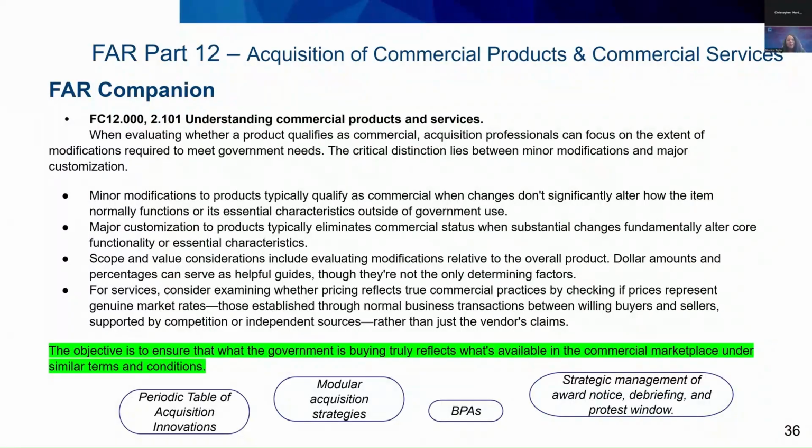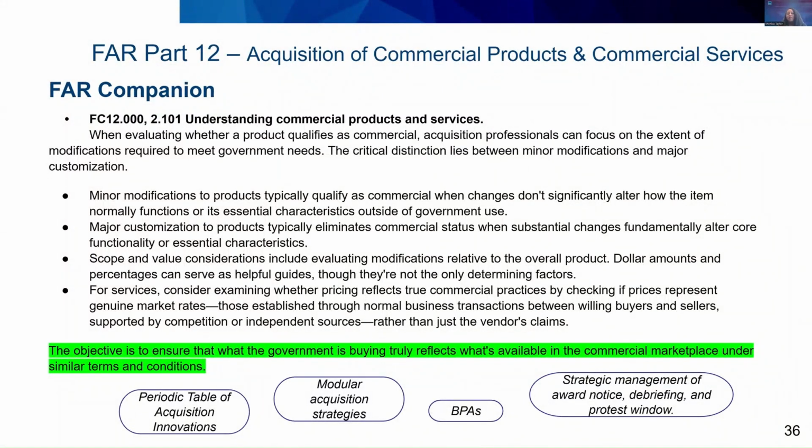All right, so the FAR Companion for Part 12 contains several best practices for the practitioner to consider. For example, further guidance on understanding commercial products and services. The objective here is to ensure that what the government is buying truly reflects what's available in the commercial marketplace under similar terms and conditions.